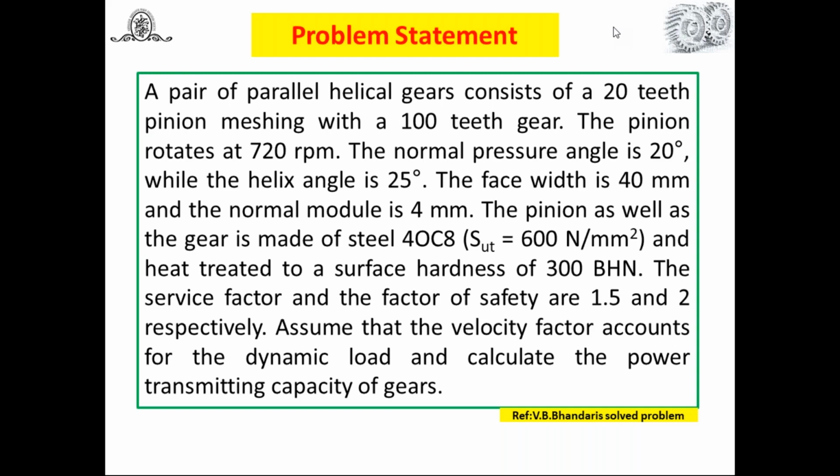A pair of parallel helical gears consists of a 20 teeth pinion meshing with a 100 teeth gear. The pinion rotates at 720 rpm. Normal pressure angle is 20 degree, while the helix angle is 25 degree. Face width is 40 mm and normal module is 4 mm. Pinion as well as the gear is made of steel 40C8, SUT 600 Newton per mm square, and heat treated to a surface hardness of 300 BHN. Service factor and factor of safety are 1.5 and 2 respectively.